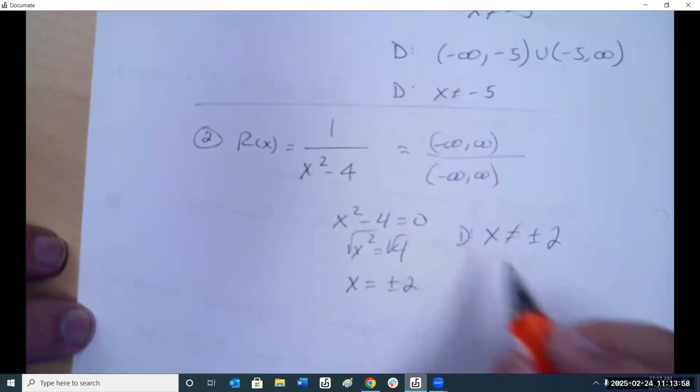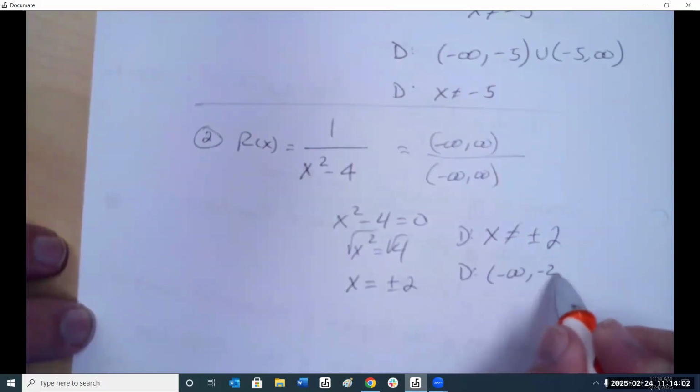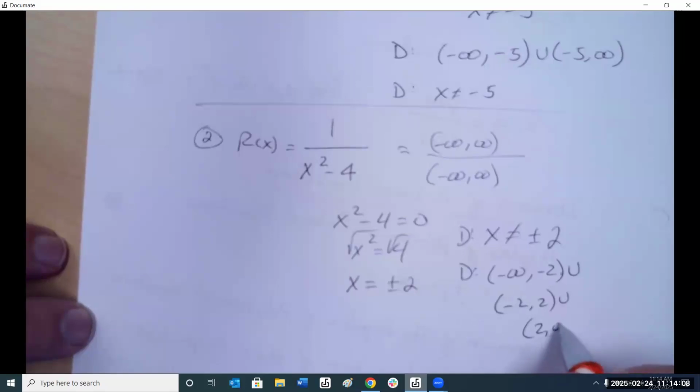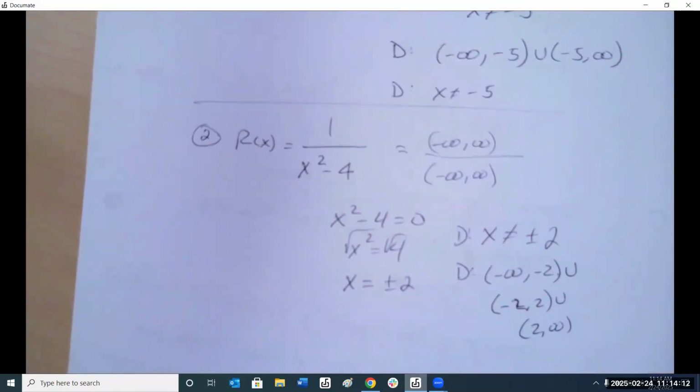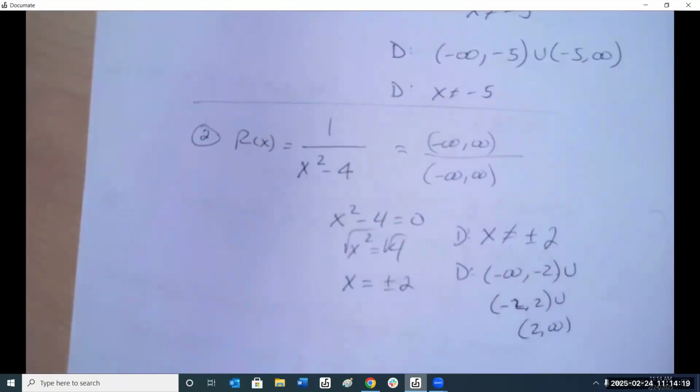That's our domain. Or we could say that it's negative infinity to negative 2, negative 2 to 2, 2 to positive infinity. You have to be able to represent it both ways, as an interval or as just a single set of numbers.